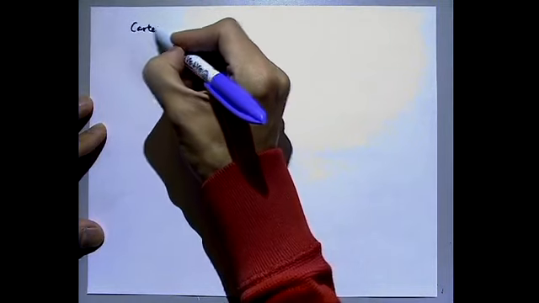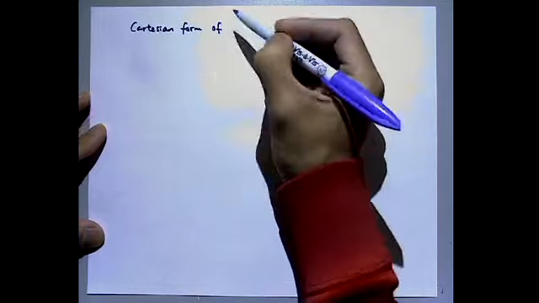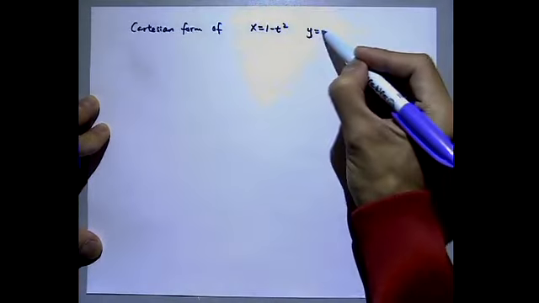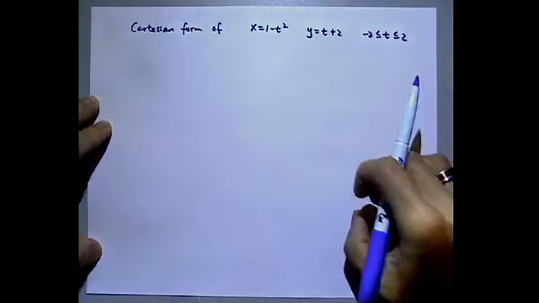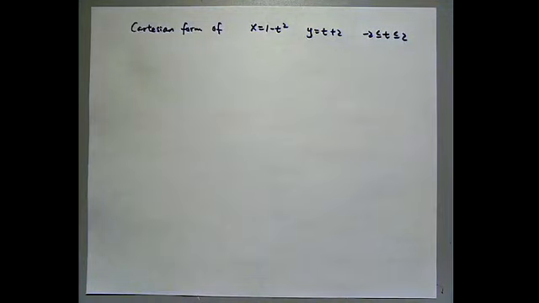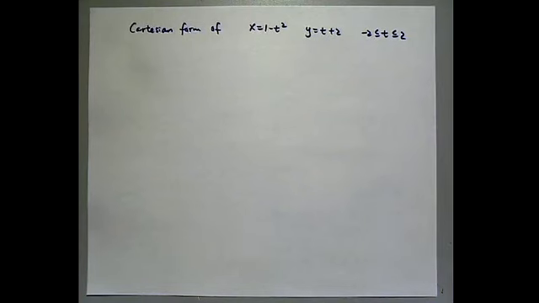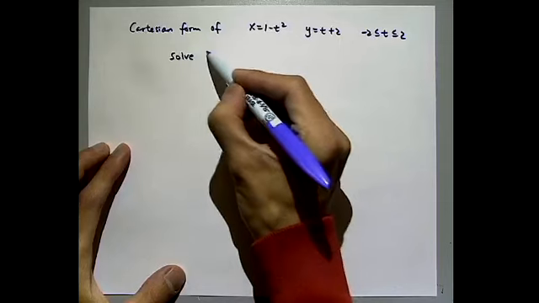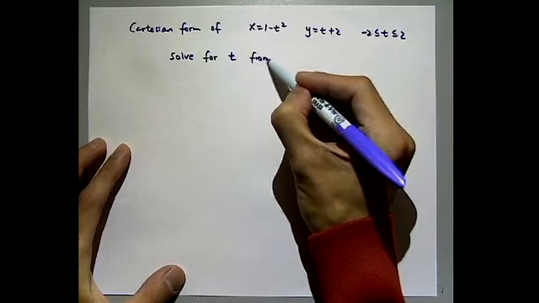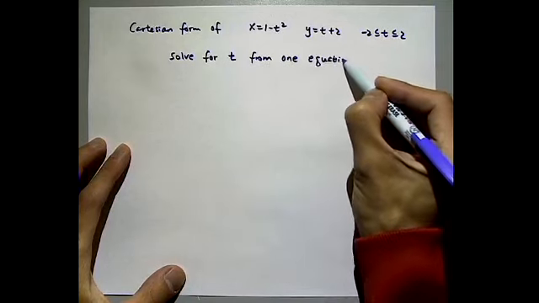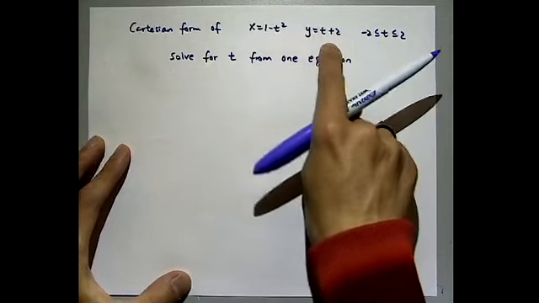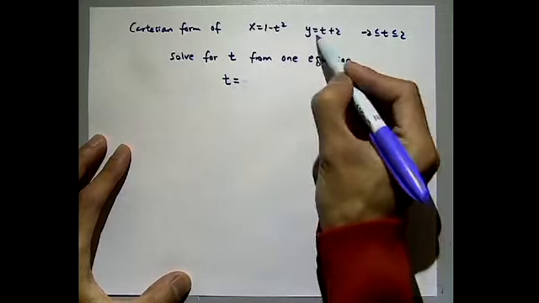Still, let's try turning this back into the Cartesian form. x is equal to 1 minus t squared. y is t plus 2. And there are many ways to do this. The easiest way to do this is to solve for the variable t from one equation, and choose the one that's easier to work with. We can work with this equation, but we gotta worry about the square root. Let's do the second equation first. So we see that t is y minus 2.